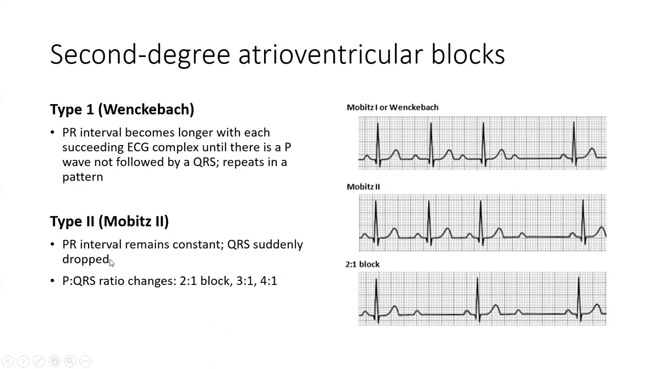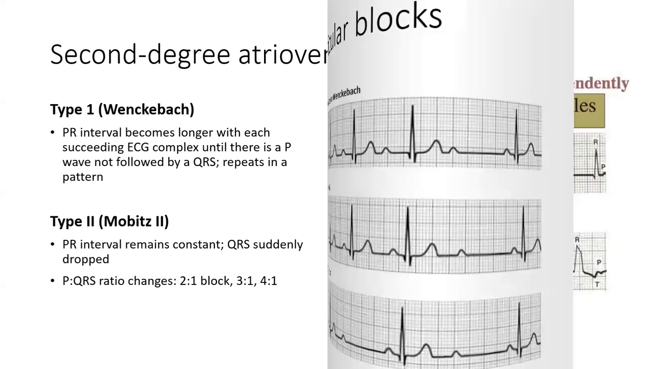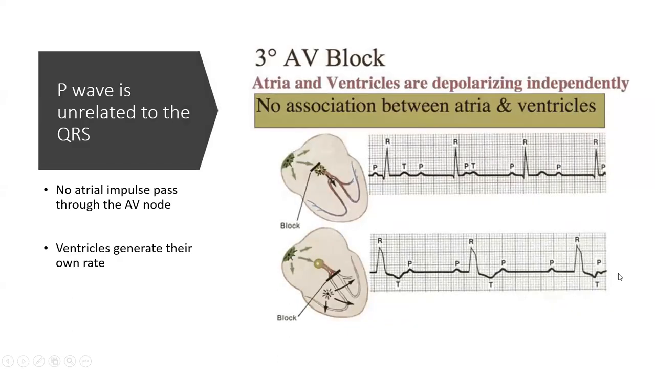With our type 2, the PR interval remains consistent. So with this one, your PR is basically the same. If I put this together and copied this, all my PRs are going to be the same. It's my QRS that suddenly disappears. So type 1, the issue is my P wave is not followed by a QRS. There's a P wave and then there's a P wave, but no QRS. This one, my PR intervals are the exact same. It's just like the QRS disappeared from it. And with this one, the P wave does whatever it wants. It's not consistent at all with my QRS.